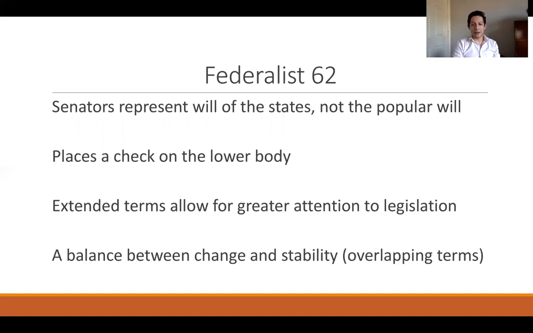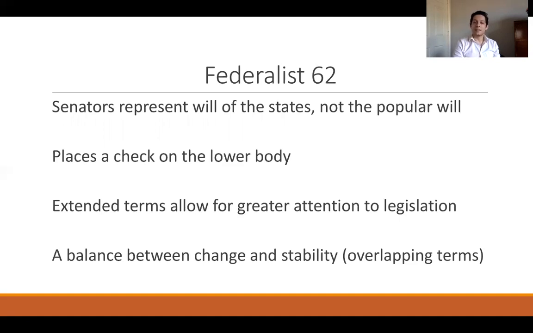Federalist 62 argues not to worry, there will be an upper chamber that represents the will of the states, the Senate. They will be chosen, in fact, by members of the state legislature. Now, of course, this was later done away with by constitutional amendments. Senators are now popularly elected.